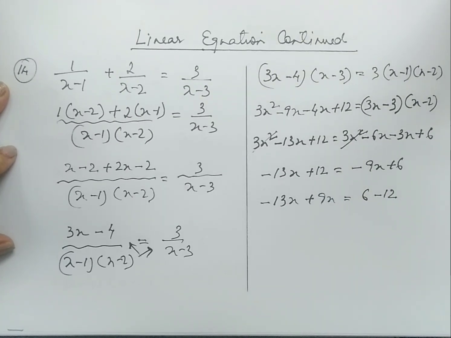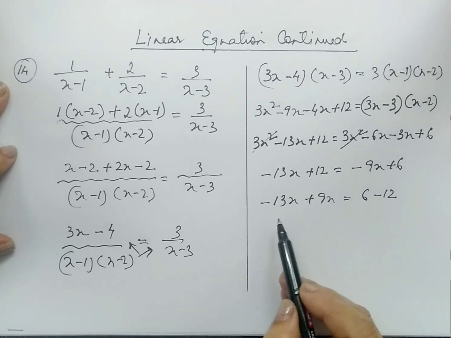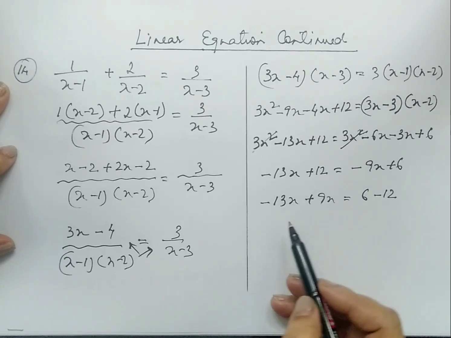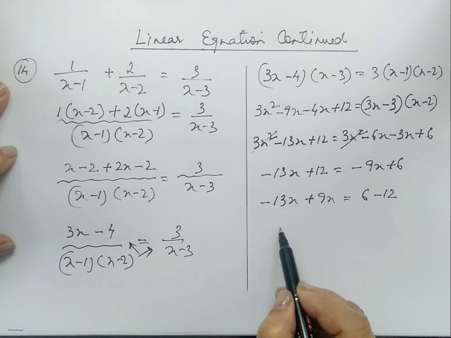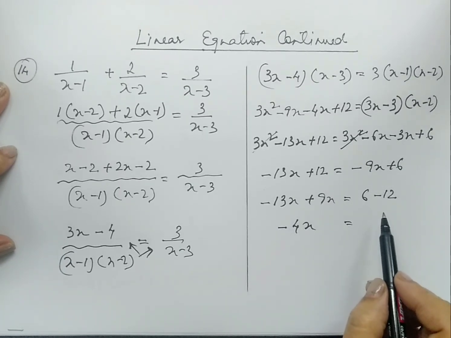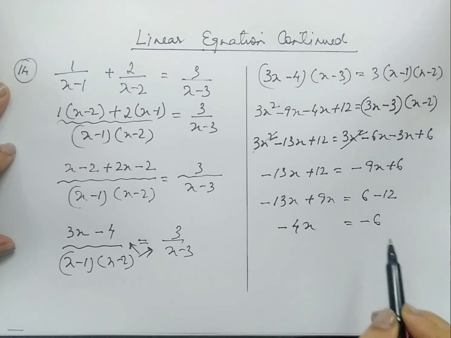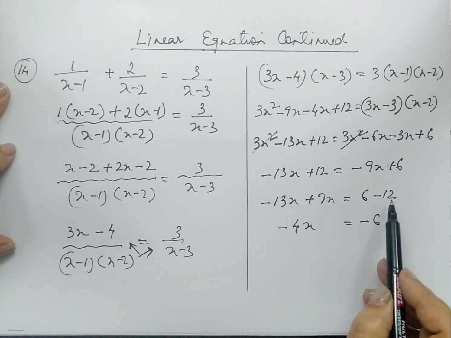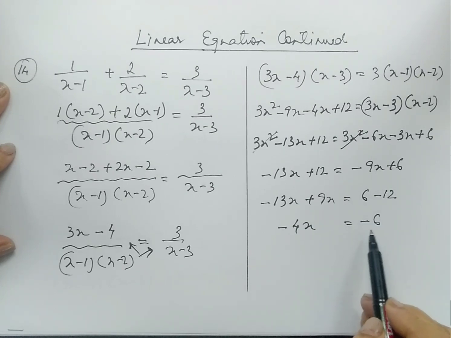All right guys, so what is left over here? Definitely further simplification. So we have a 4x here, and here we have how much? Tell me. So minus 6. We take the sign of the bigger one. Plus minus minus, we do minus. 12 minus 6 is 6.